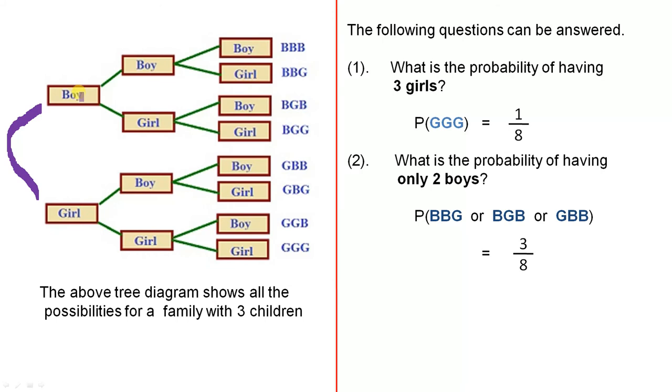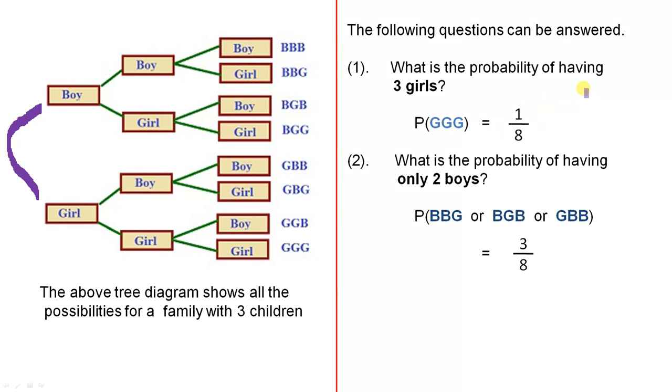If the first choice was a boy, or the first child, the second child can be a boy or a girl, but if the first child was a girl, the second child can be a boy or a girl, and so on for the third child. When you go across the tree, boy, boy, boy, that one. Boy, boy, girl, that one. Boy, girl, boy, that one. And you go all the way through, and you see that you have 8 different possibilities in the sample space.